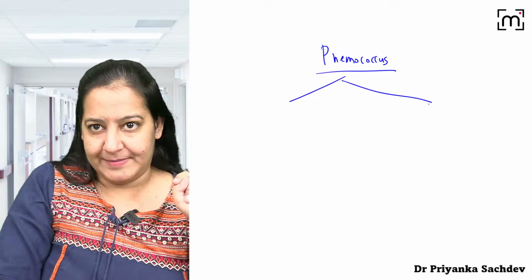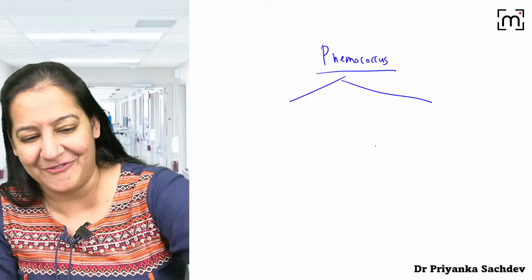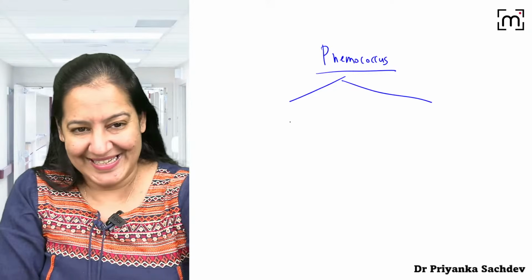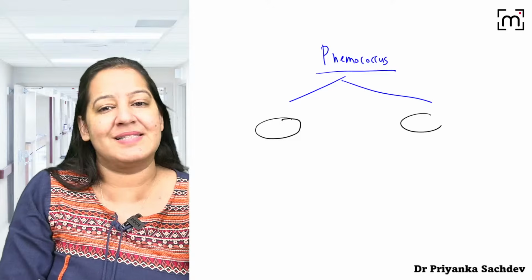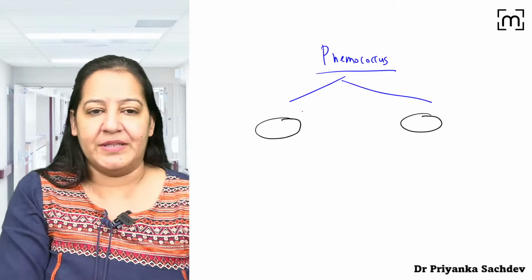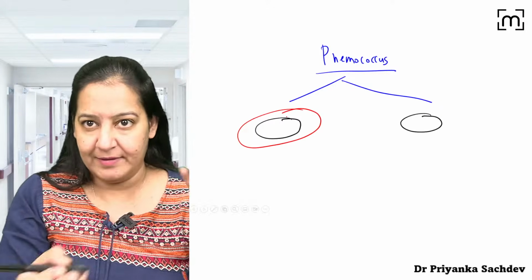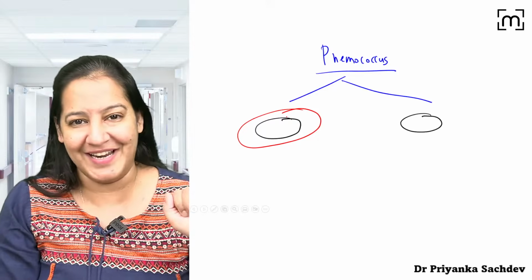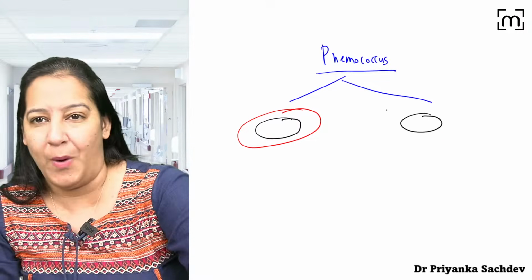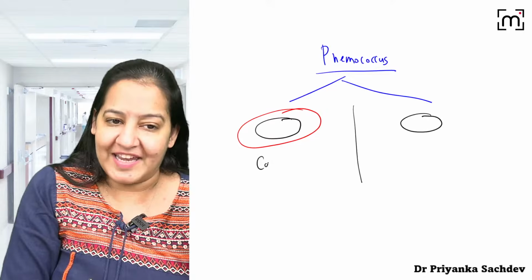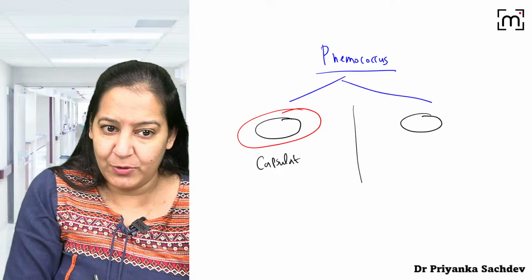Pneumococcus are of two types. Let me draw the two types of pneumococcus in front of you to explain. So this is the first pneumococcus. This is the second one. There is one difference between the two. The first one has a capsule. The second one does not have a capsule. You got it? So there are two types of pneumococcus in the world. The capsulated one, you can see the capsulated one.